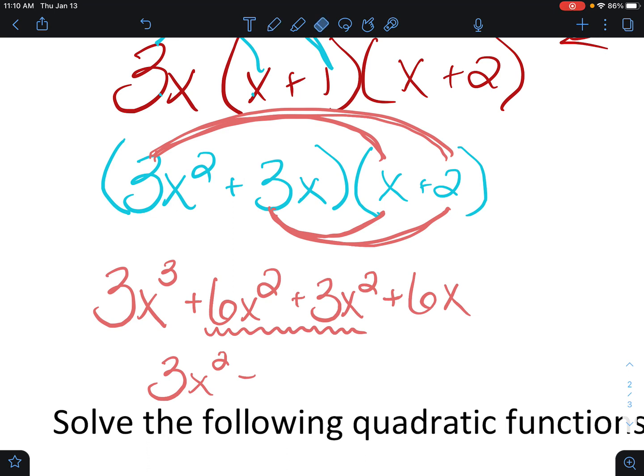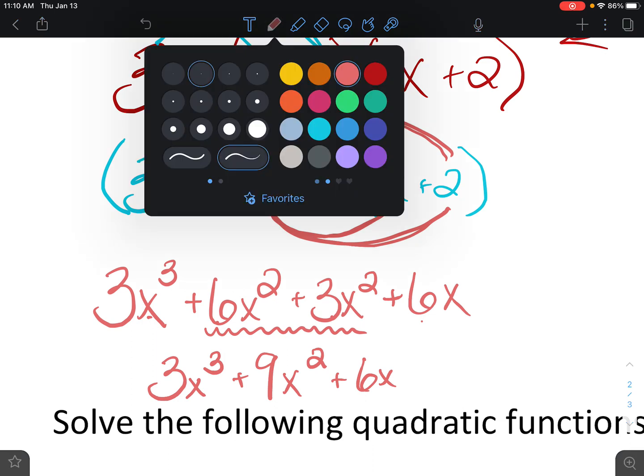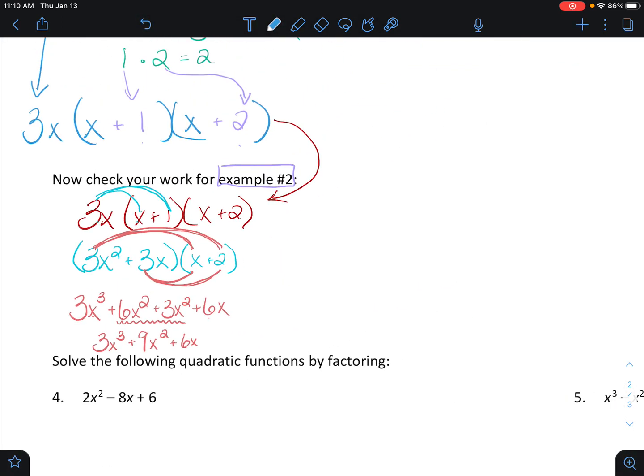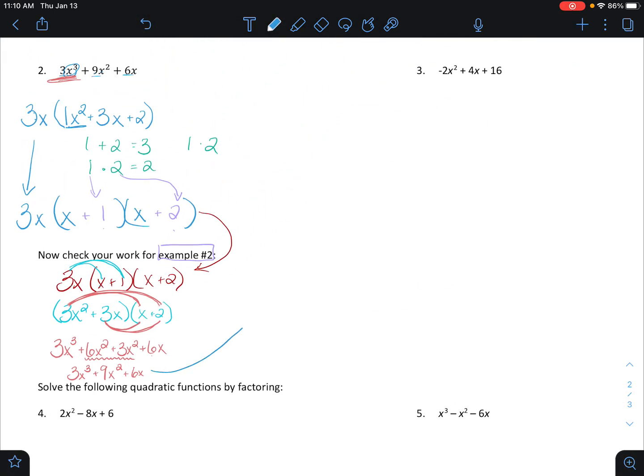Oh my goodness. Okay. So 3x cubed. 6 plus 3 gives me plus 9x squared. And then I just bring down the plus 6x. So then if I look, that does take me right back to where we started. Okay, that's how you know you did everything perfectly because it gets you right back to where you started.